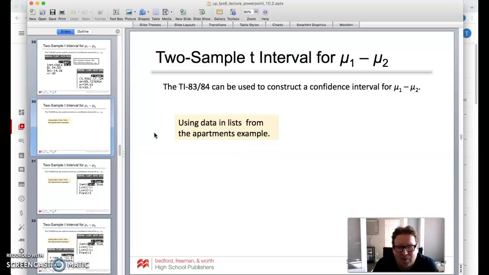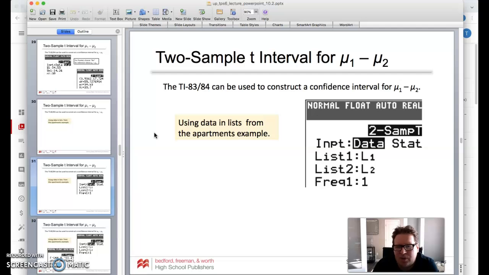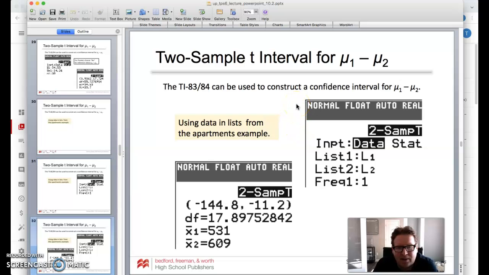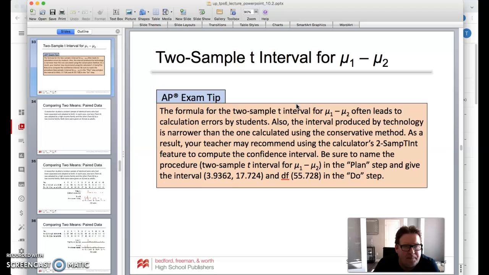Using data and lists from the apartments example, you can always put data in as you go. You can use list 1 and list 2. That's kind of a nice thing to have there. Again, look through those tech videos, and we'll walk through an example in class as well. Those tech videos listed online for our course are absolutely valuable. They do a really nice job too. The nice thing is you can pause it, have your calculator handy, and work through those as well.